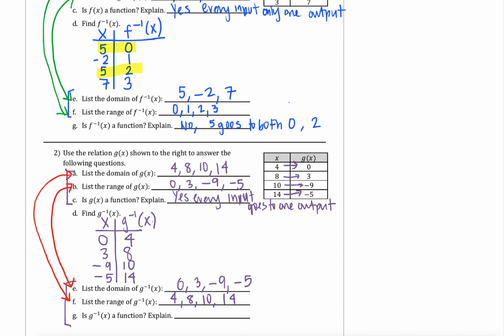Now our last follow-up question on here is, is G inverse a function this time? And in this case, G inverse is actually going to be a function because every input has one output. So each one of these x values that's being inputted into G of x are each unique and they're being sent to one place. So every input has one output.